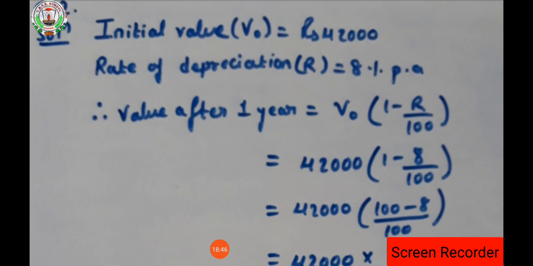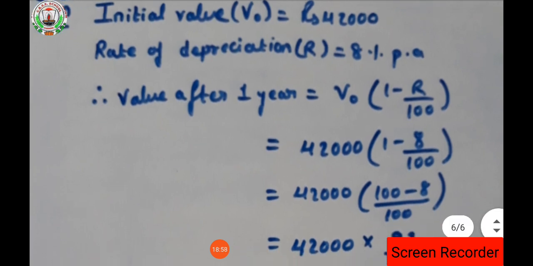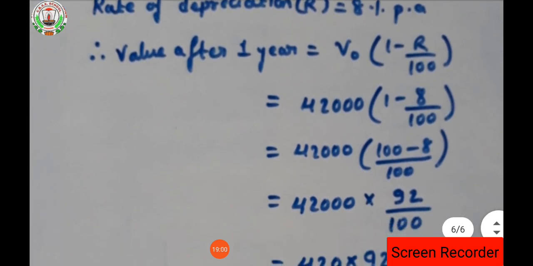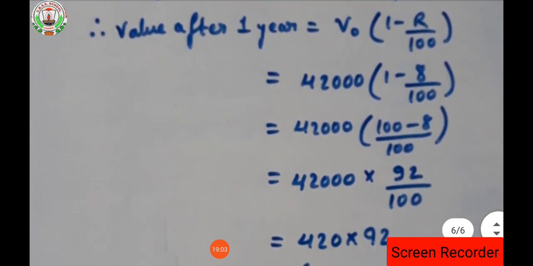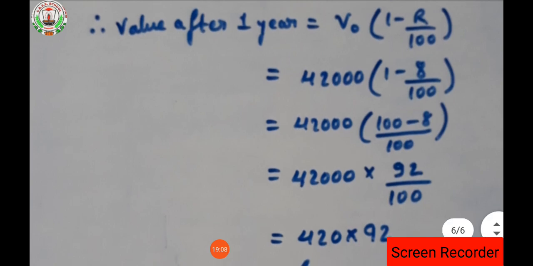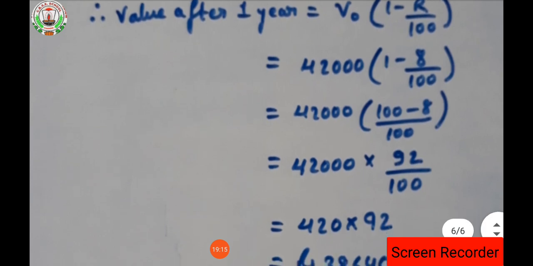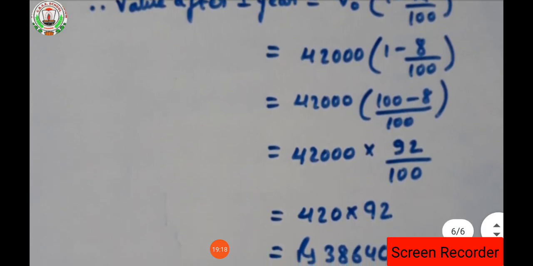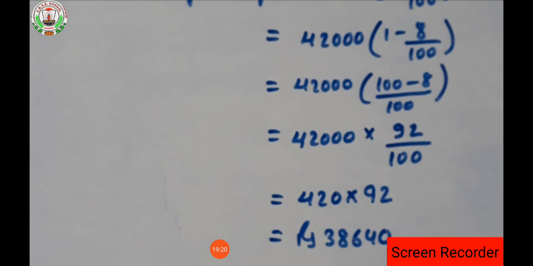The formula is V0, where V0 indicates the initial value, into 1 minus R upon 100, where R indicates the rate. So here no time will be there. So 42,000 into 1 minus 8 upon 100. Again 100 will be cross multiplied with 1, so it becomes 42,000 into 100 minus 8 upon 100. 100 minus 8 will be 92. So 42,000 into 92 upon 100.